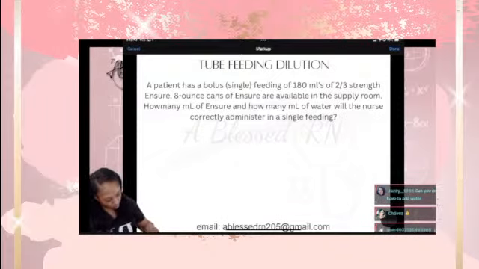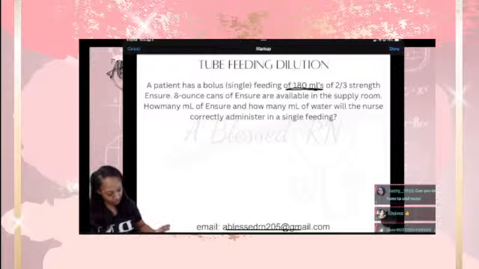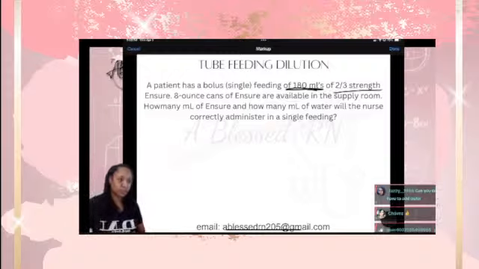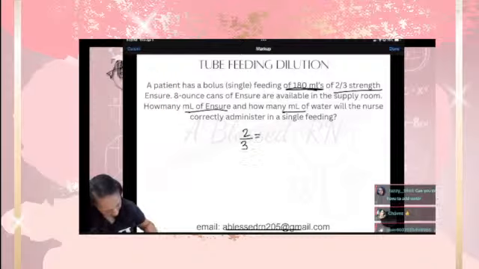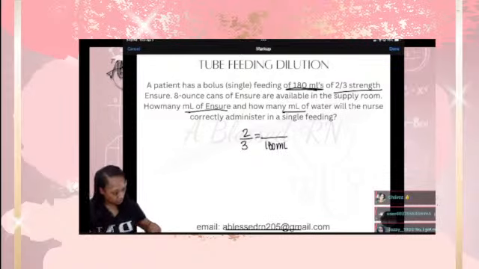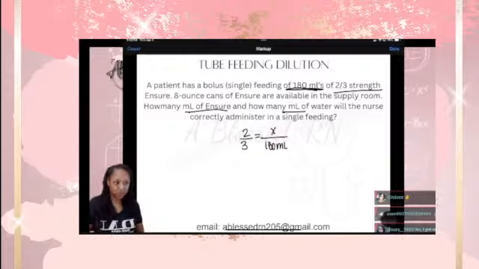Okay, so this is telling us that the total amount has to be 180 milliliters. The Ensure has to be 2/3 strength. So in order to dilute something or weaken it, you add water to it. So our goal is how many mLs of water and how many mLs of Ensure. So what we're going to do is set up a ratio. So we know that 2/3 of this has to be Ensure. Our total amount is going to be 180 mLs. So if we solve for X, that's going to give us how many milliliters of Ensure that we need, okay?